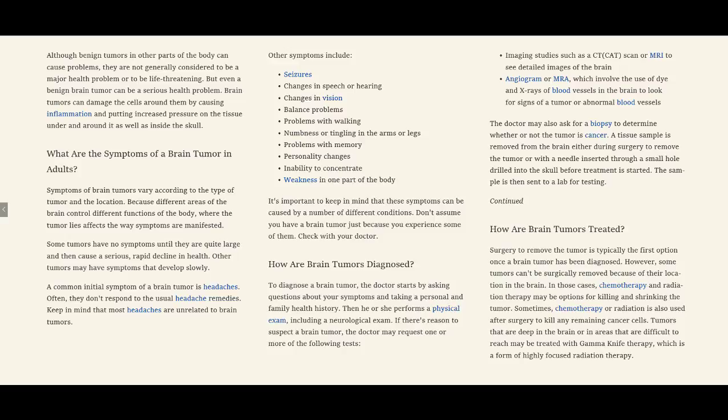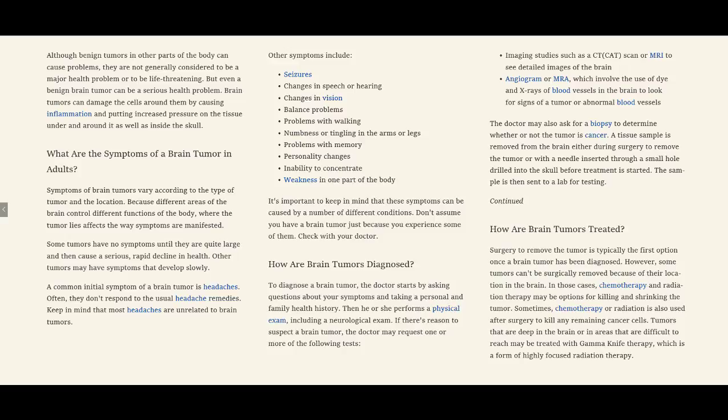How are brain tumors treated? Surgery to remove the tumor is typically the first option once a brain tumor has been diagnosed. However, some tumors can't be surgically removed because of their location in the brain. In those cases, chemotherapy and radiation therapy may be options for killing and shrinking the tumor. Sometimes, chemotherapy or radiation is also used after surgery to kill any remaining cancer cells.